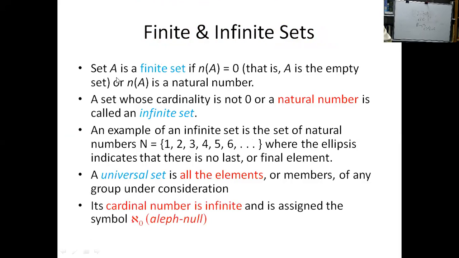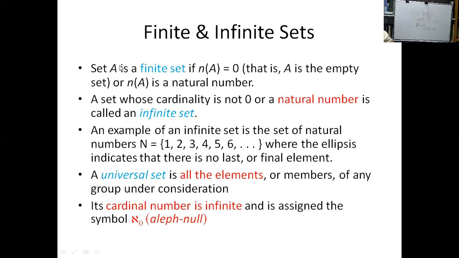Finite and infinite set. Set A is a finite set if n of A is 0, that is, A is an empty set, or n of A is a natural number, any of the natural numbers. A set whose cardinality is not 0 or a natural number is called an infinite set. You see, if the cardinal number is not 0, it's not an empty set, and it's not any natural number. If the only element in the set is 0, its cardinal number is 1.